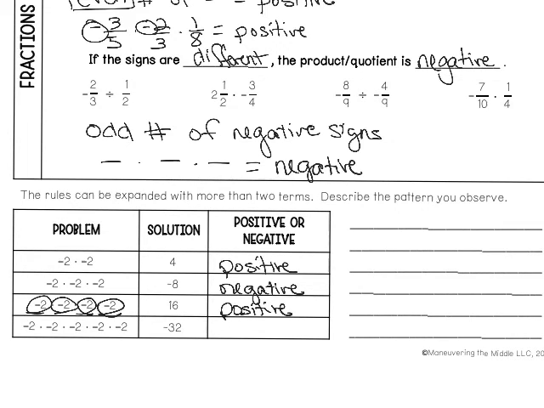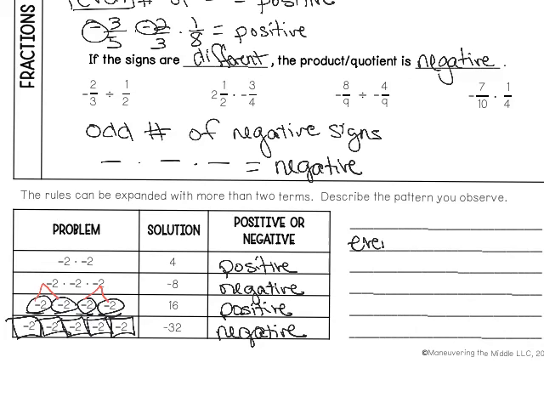Another way to look at that is negative times negative is positive. Negative times negative is positive. So you get 2 positive answers. Now we get an odd number of negative signs. 1, 2, 3, 4, 5. Therefore, our answer will be negative.